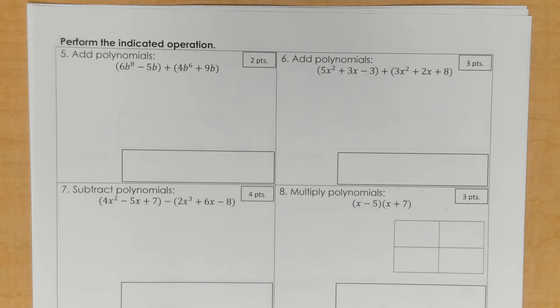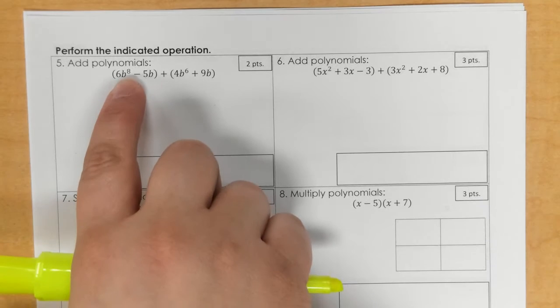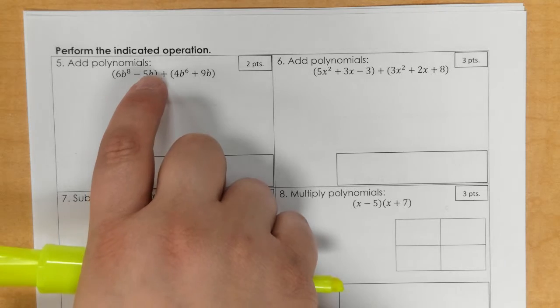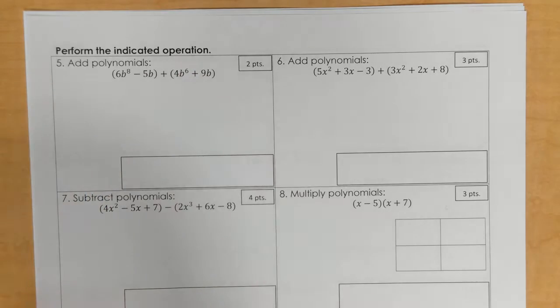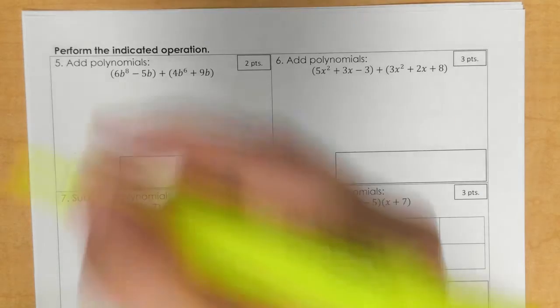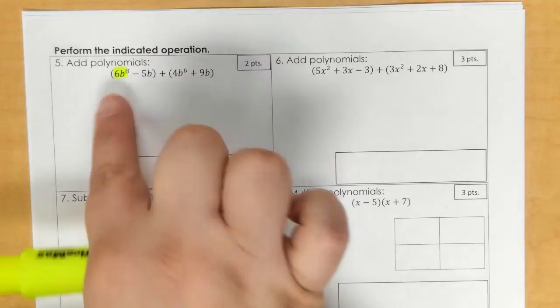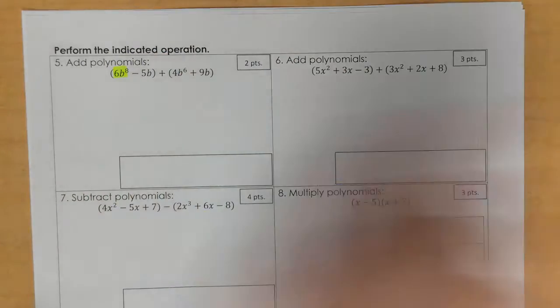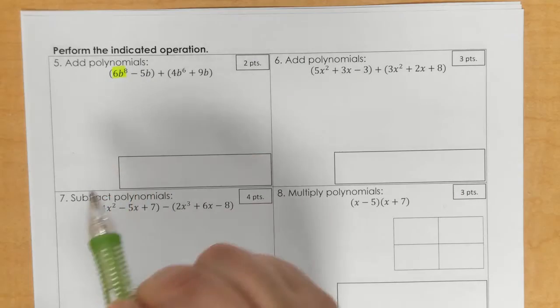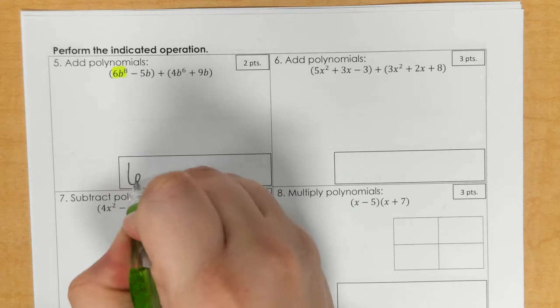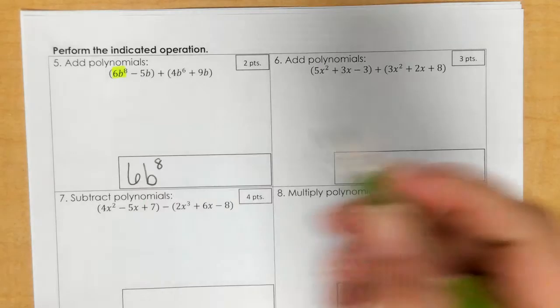For number 5, adding polynomials, I'm looking to see what is the highest exponent that I have. And I see that I have an 8. This 5b has an exponent of 1, 6, and then 1 again. So the highest exponent that I have is an 8. Now, this term cannot combine with anything else because it doesn't have an 8 on any of the other b's. So this will be 6b to the 8th.